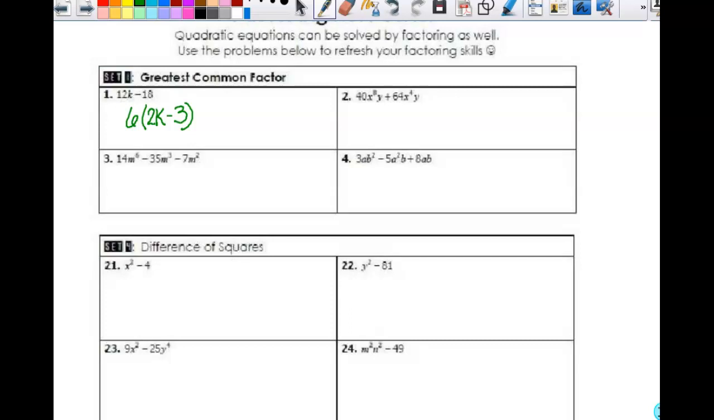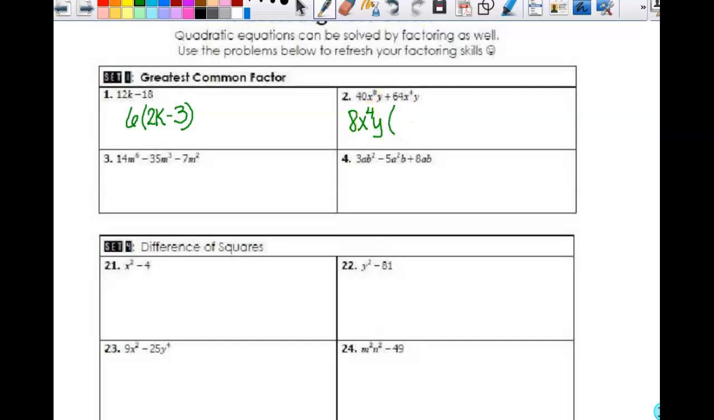8. I can factor out an 8 because 40 and 64 are both divisible by 8. That's the biggest number they're both divisible by, so I'm going to take out an 8. Then I look at, I have x to the 8th and x to the 4th. So how many x's do they have in common? 4. So I can take out x to the 4th. And then how many y's do they each have in common? Just 1, so I can take out a y.